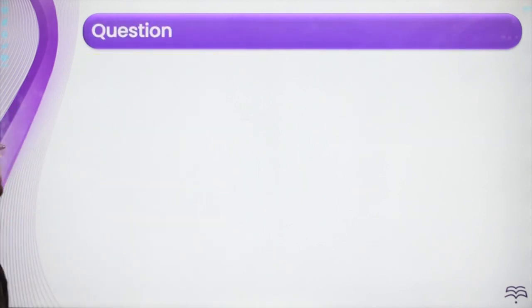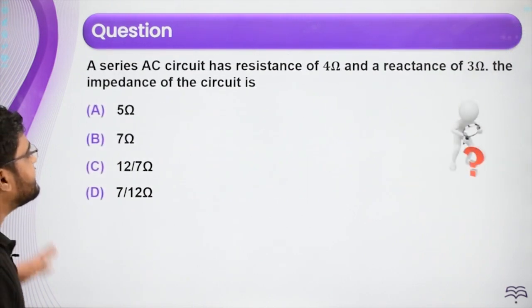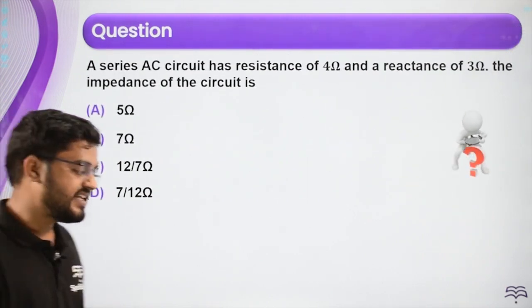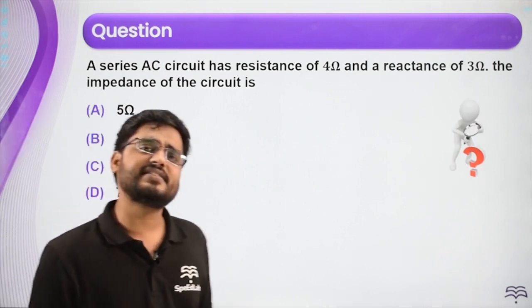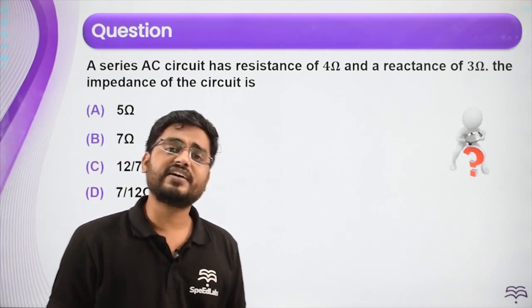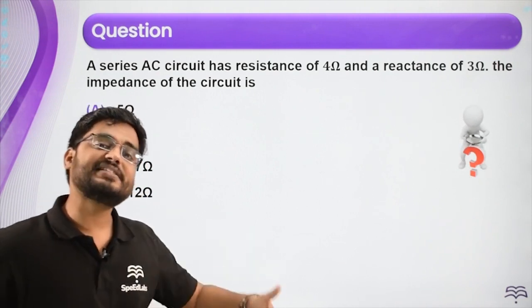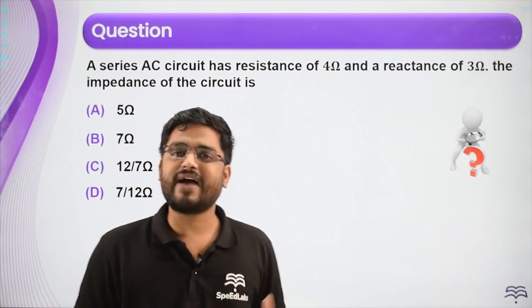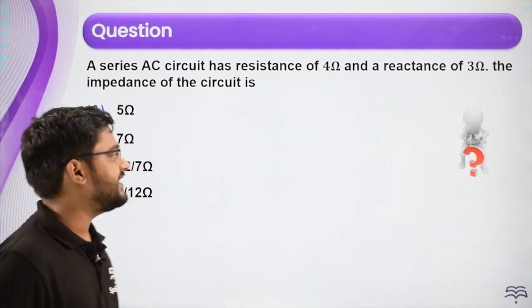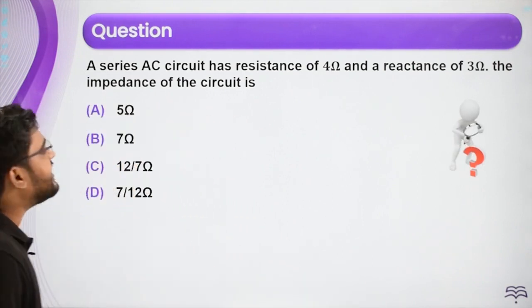Now there is a question, and this question says a series AC circuit has a resistance of 4 ohm and a reactance of 3 ohm. What is reactance? See, when they are saying they are having a reactance, they are not saying capacitive or inductive, means it is the combination of these two. So it is XL minus XC part is called reactance of 3 ohm. The impedance of the circuit is.